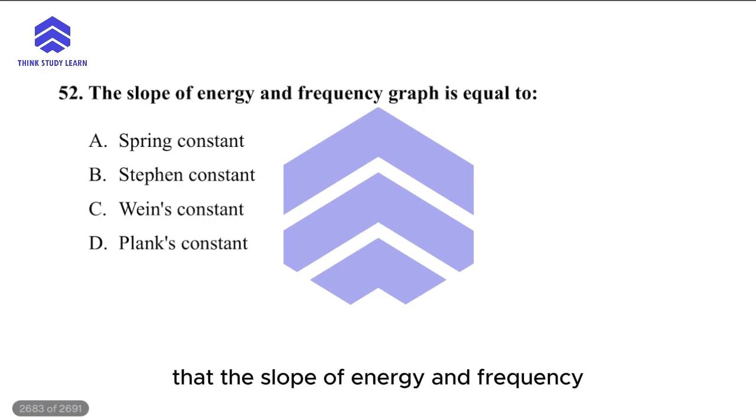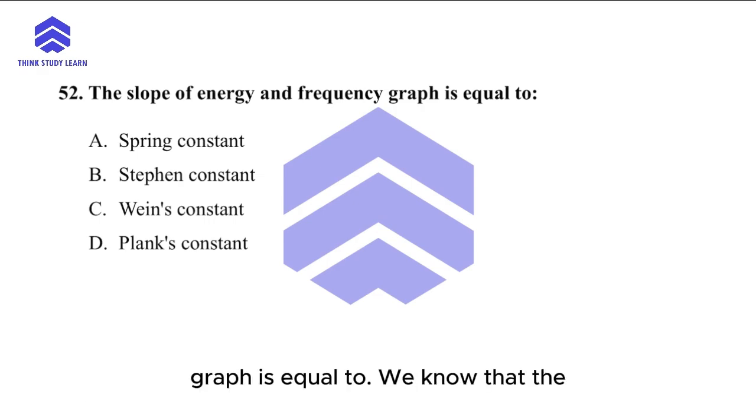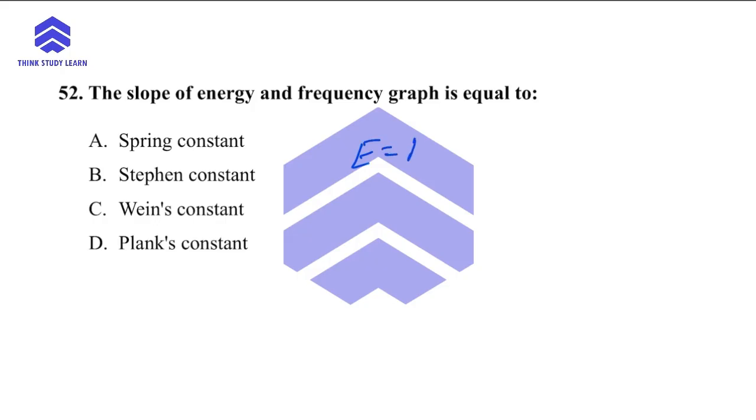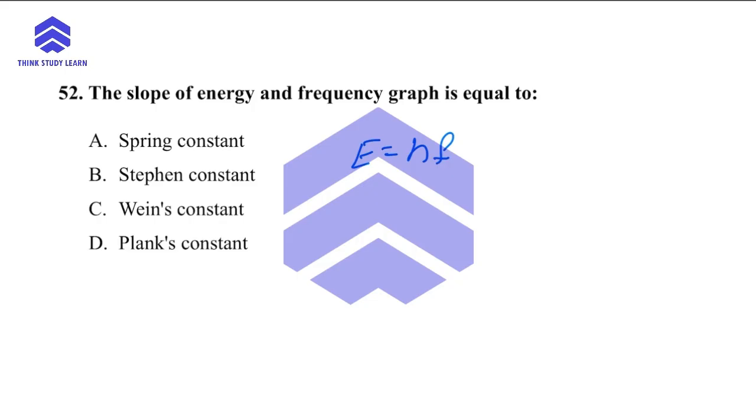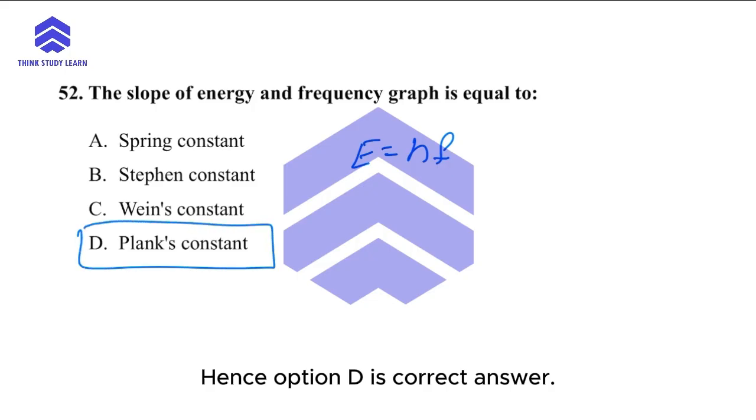Question 52 says that the slope of the energy and frequency graph is equal to. We know that the relationship between the energy of a photon and its frequency is given by the equation E is equal to hf. Here h is Planck's constant. Therefore, when we plot the energy against frequency, the slope of the graph is equal to Planck's constant. Hence, option D is the correct answer.